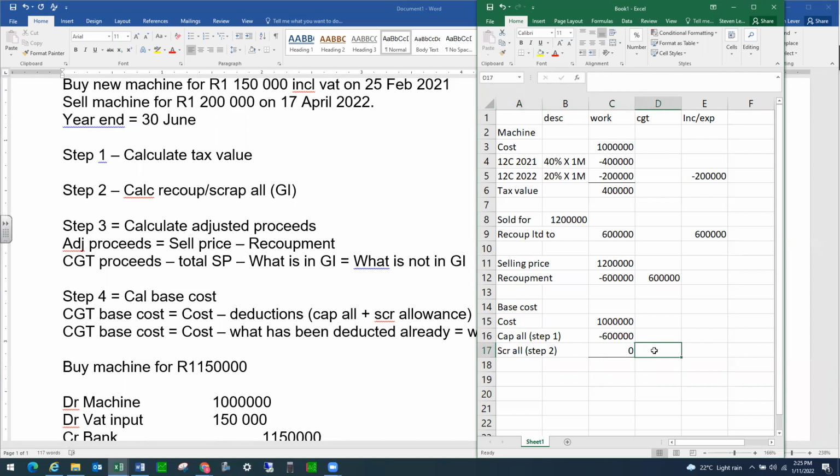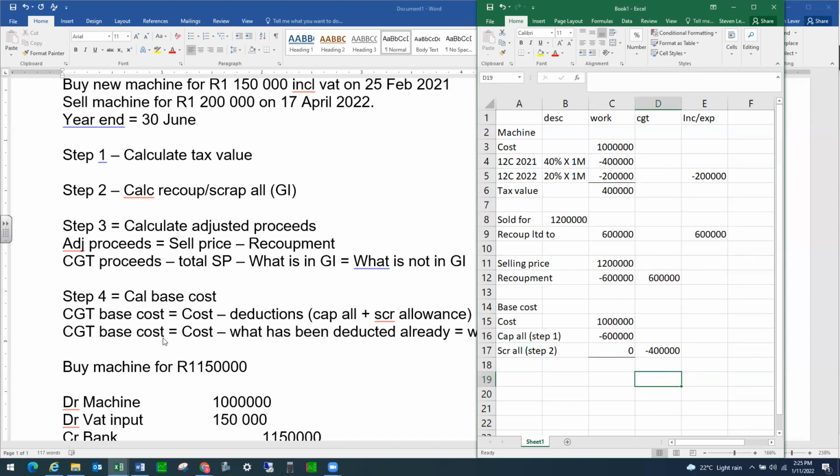No problem. And what is your base cost going to end up at? 400,000. And what's your capital gain? 600 minus 400 gives you? 200,000. Your 200,000. And that's how you need to set it up.